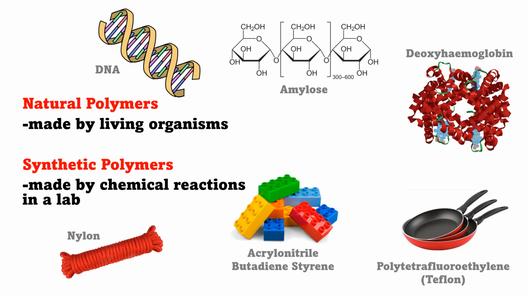Polymers can be separated into two types, natural and synthetic. Natural polymers such as DNA, amylose, and deoxyhemoglobin are made by living organisms, whereas synthetic polymers are made by chemical reactions in a lab. Plastics such as nylon and Teflon are synthetic polymers. Not all polymers are plastics, but all plastics are polymers.